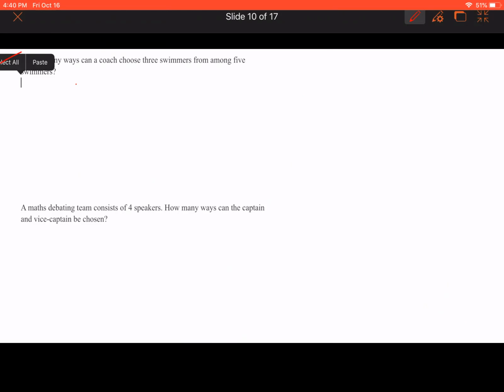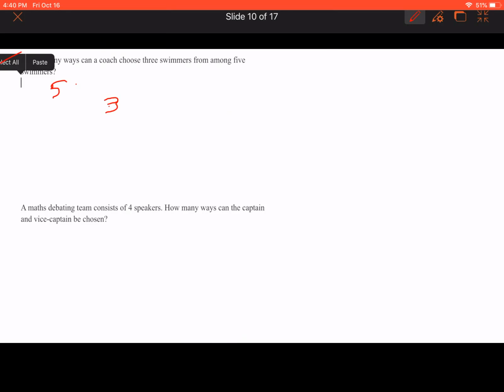In how many ways can a coach choose 3 swimmers from among 5 swimmers? Okay, the coach is going to select 3 swimmers out of 5 swimmers, right? So what do we have to use? We have to use a combination formula or permutation formula. This is the doubt, right?